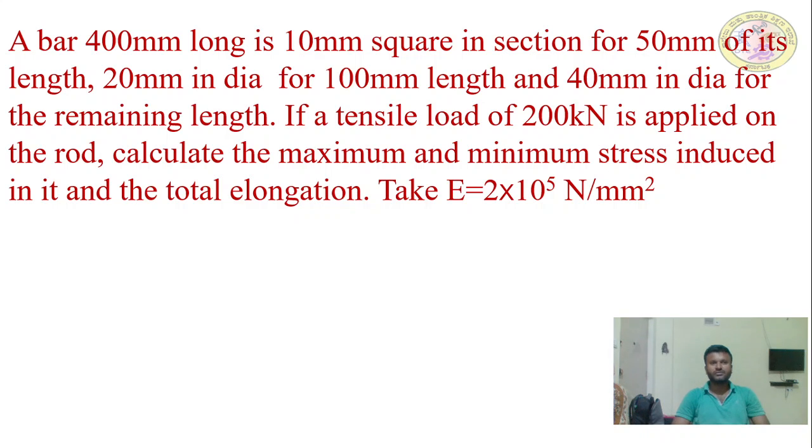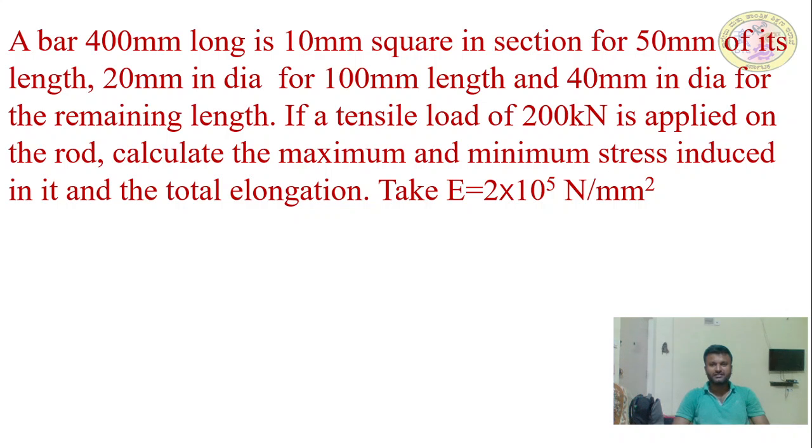Total 400 mm long, a bar. If a tensile load of 200 kN is applied on the rod, calculate the maximum and minimum stress induced in it and the total elongation. Take E equal to 2 into 10 to the power of 5 Newton per mm square. E is nothing but what? Young's modulus of elasticity of the material.